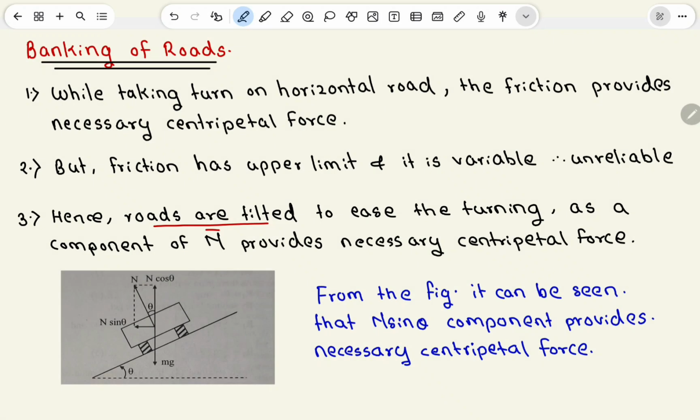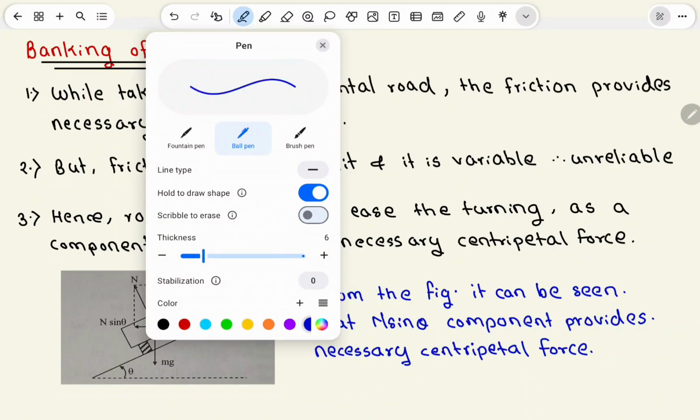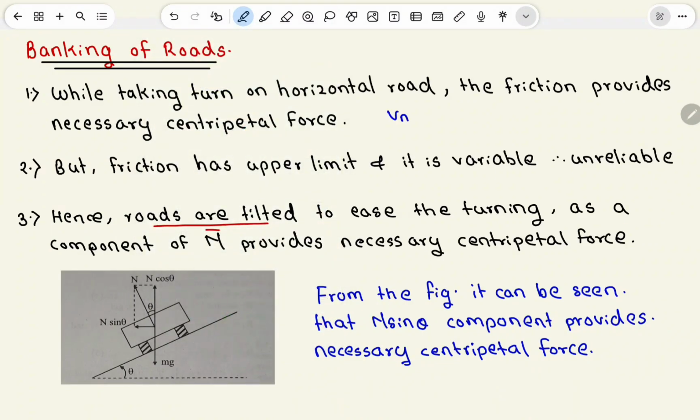Okay students, let's move on to the next topic, and that is nothing but banking of roads. In lecture number 3, we discussed the maximum speed with which the vehicle can take a circular turn on horizontal rough road. And in that video, we saw that the maximum speed on horizontal rough road while taking a circular turn is under root μs rg.